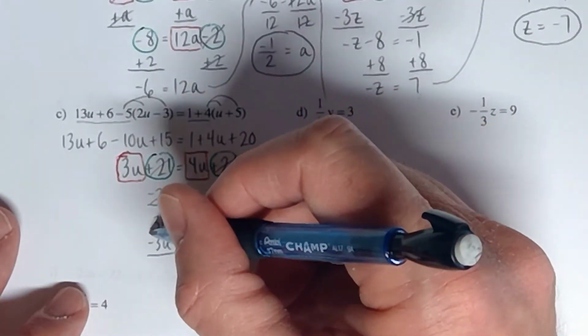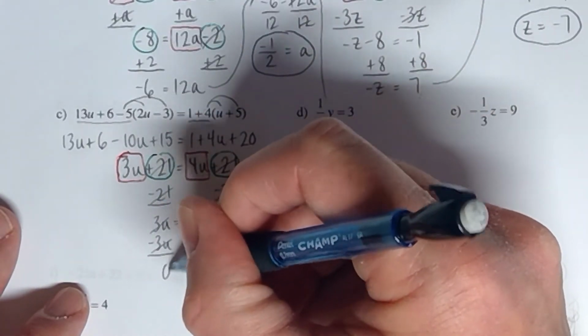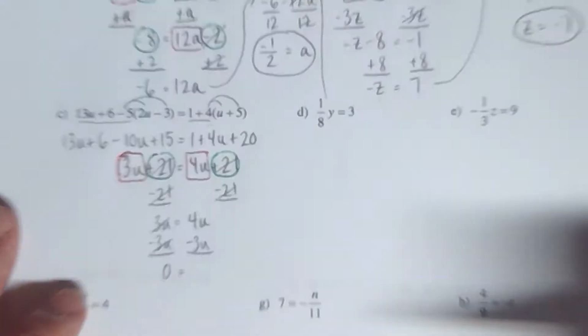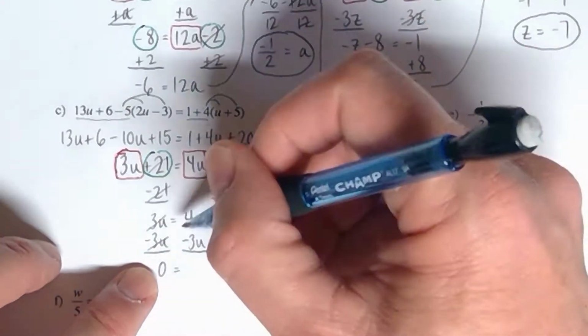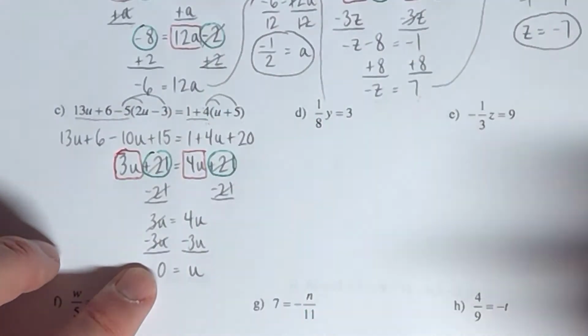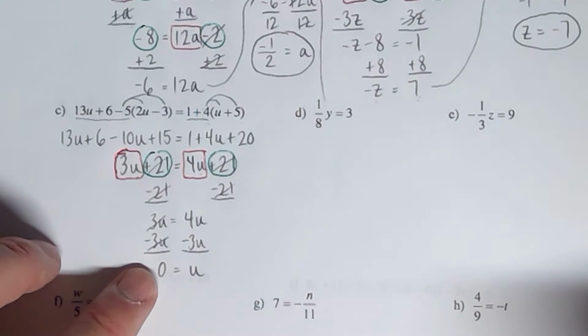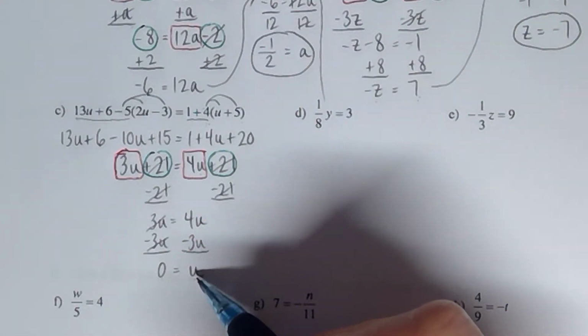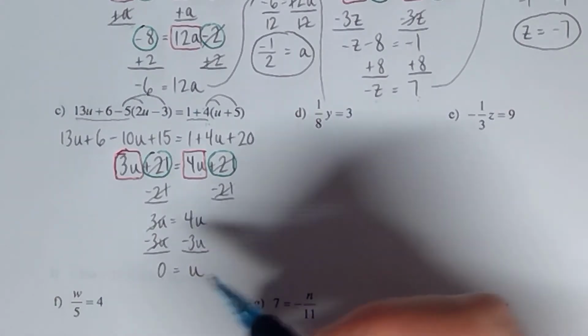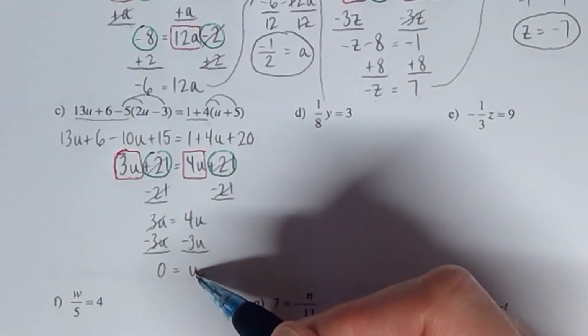If I do that, I get 0 here because everything canceled. When you combine like terms and everything cancels, that's equal to 0. And then this is 1u, right? Do I need to do the last step now? I do have a single term on each side. I do have the variable on only one side. So I do essentially, theoretically, need to do the last step now.